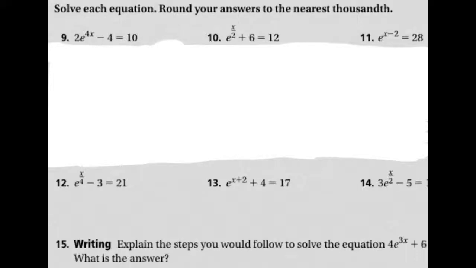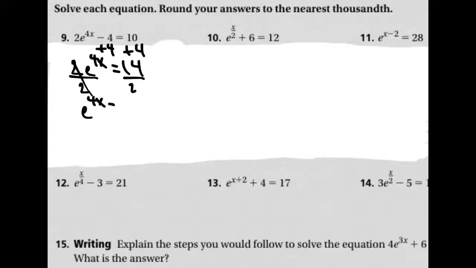It says 2 times e to the 4x power minus 4 equals 10. First thing I'm going to do is kick out that 4. We're going to add 4 to both sides to make it simpler. So I get 2 e to the 4x power equals 14. Then I'm going to divide by 2 to get rid of that, and I get e to the 4x power equals 7.